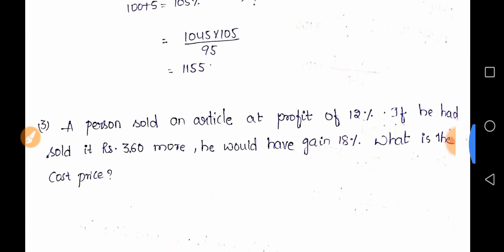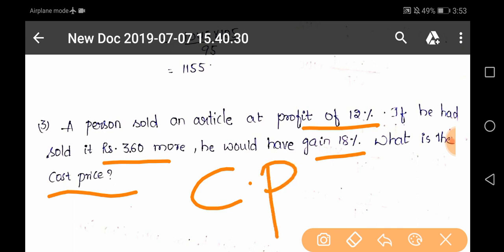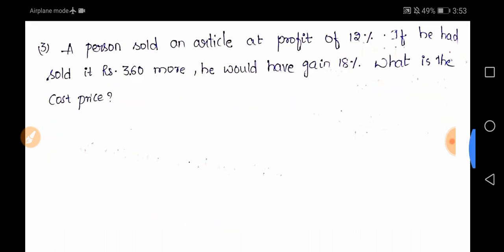And here is another question. A person sold an article at a profit of 12%. If he had sold it for rupees 3.60 more, he would have gained 18%. What is the cost price? So we want to find out the cost price. So as before, just do the problem and give me the answer in the comment section. I'll solve this in the next video and I'll tell you what the answer is. So do it and give it in the comment section, guys.